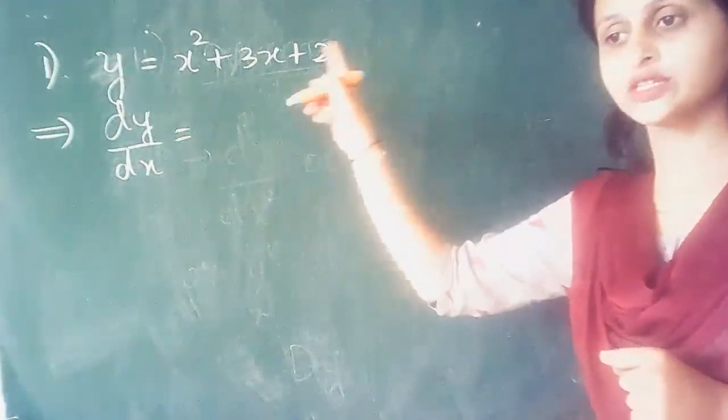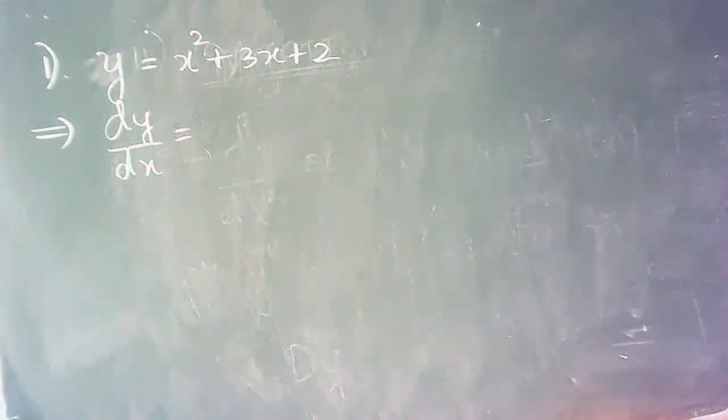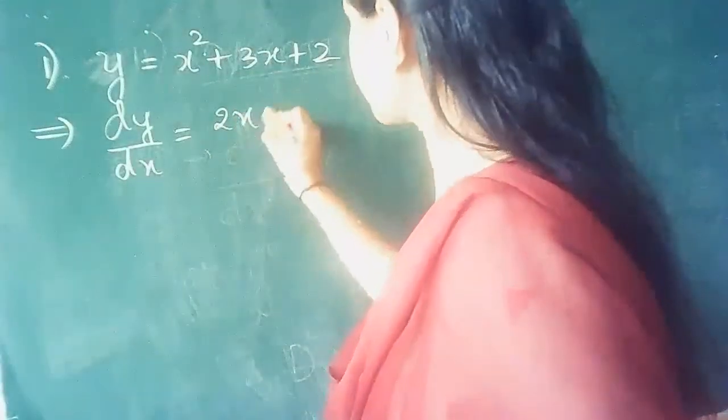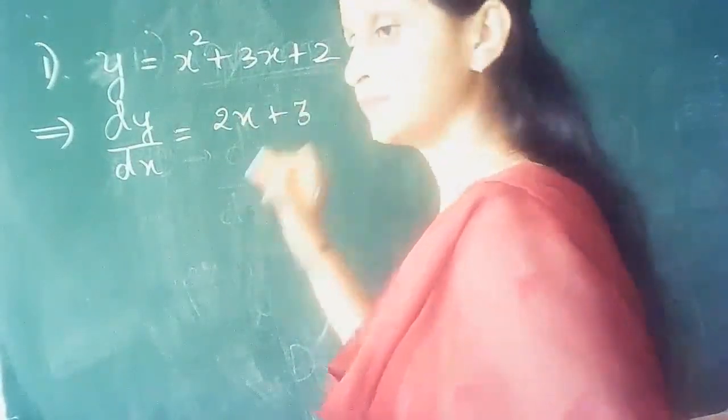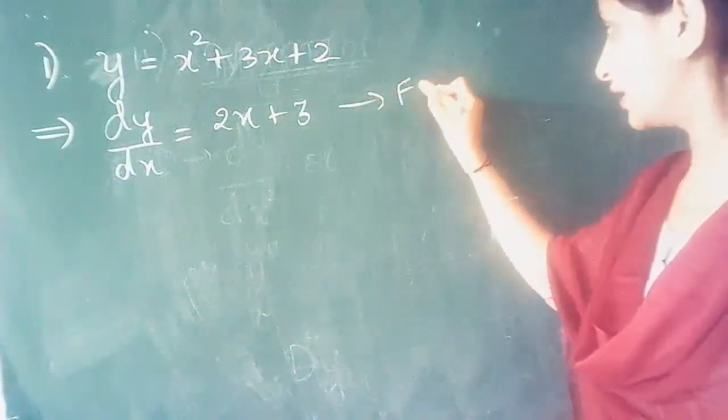So if you differentiate for the first time, what do you get? y is equal to x square plus 3x plus 2. What will be dy by dx, students? If you differentiate y with respect to x, what will be dy by dx? Very good. Differentiation of x square is 2x plus differentiation of 3x is 3. So this is my first order derivative.